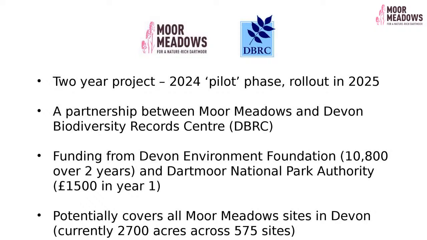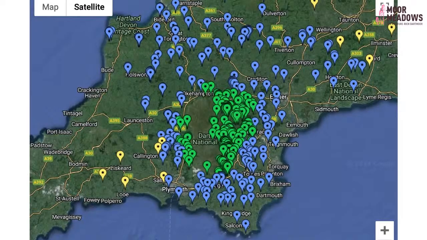And the project covers all of Devon, and it covers all More Meadows sites in Devon, and that's a lot of acreage, 2,700 acres across 575 sites. It's a lot of land that we're talking about covering here.